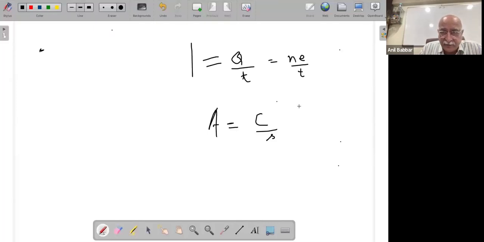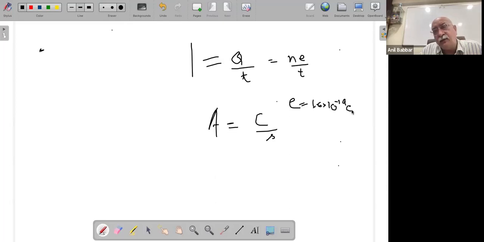And the charge on 1 electron, this e, is equal to 1.6 into 10 raised to power minus 19 coulomb. So there are 1.6 into 10 raised to power minus 19 coulomb. This charge is on 1 electron.